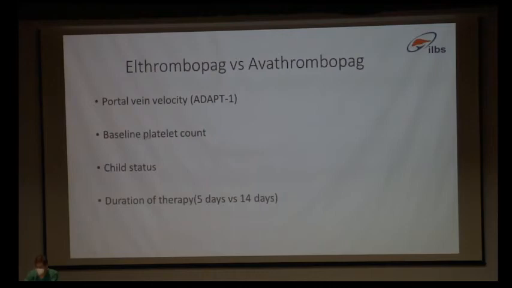Also, I saw that the baseline platelet count in patients who received eltrombopag versus avatrombopag was completely different. This was nearly in the range of 50 to 60,000, which increased nearly up to 2 lakhs, possibly could be the reason for thrombosis. The Child status, again, is Child A and B for avatrombopag, not Child C. And also the duration of therapy for avatrombopag is only 5 days as compared to 14 days in patients with eltrombopag.